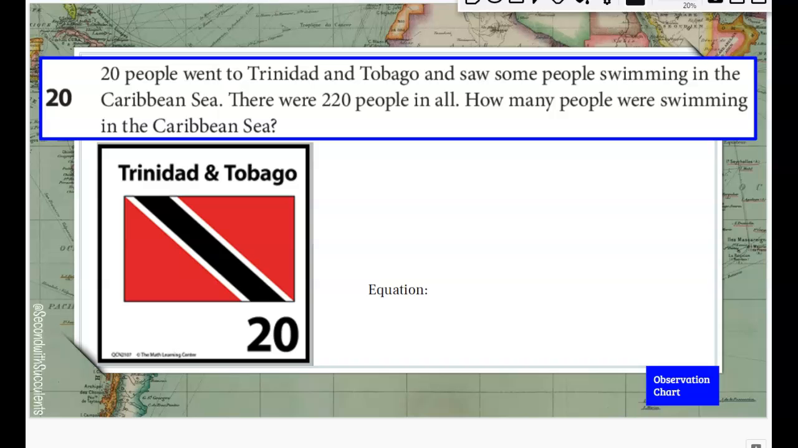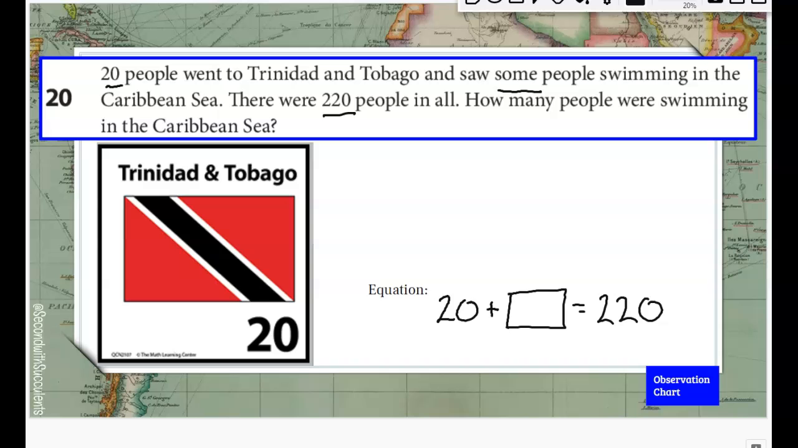Show a connection if your equation looks like this. 20 people went to Trinidad and Tobago. They saw some people swimming in the Caribbean Sea. There were 220 people in all. How many people were swimming in the Caribbean Sea?